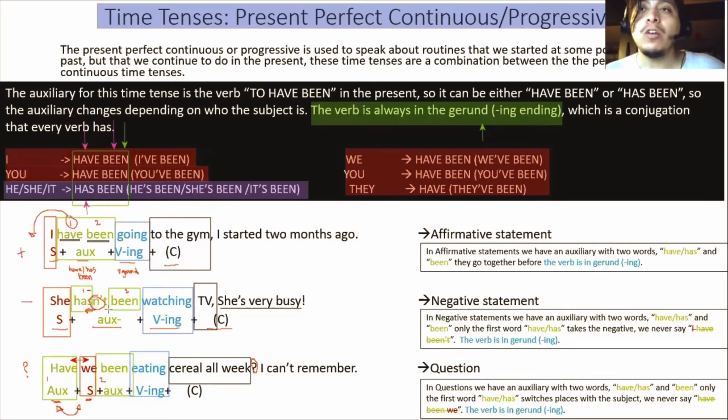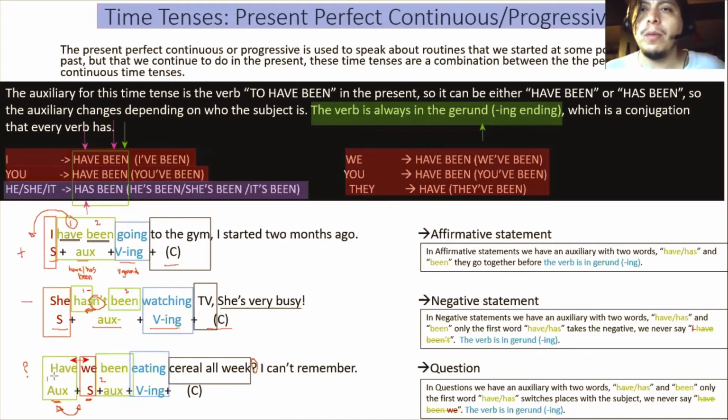Sujeto, auxiliar con negativo, que se lo llevó la primera parte, verbo con ing y complemento. She hasn't been watching TV. Ella no ha estado viendo televisión. Ella desde hace un tiempo dejó de ver televisión y ahora sigue sin verla. She hasn't been watching TV. Perfecto. Pero ¿cómo hacemos una pregunta?